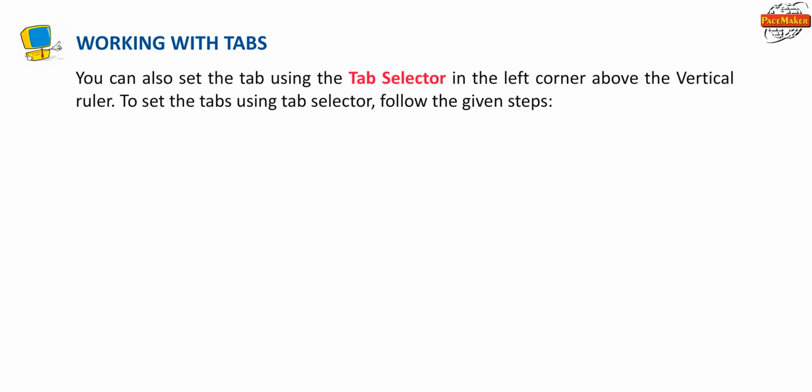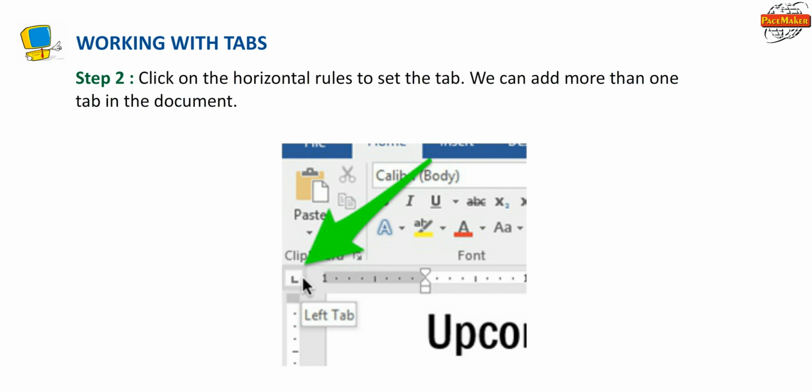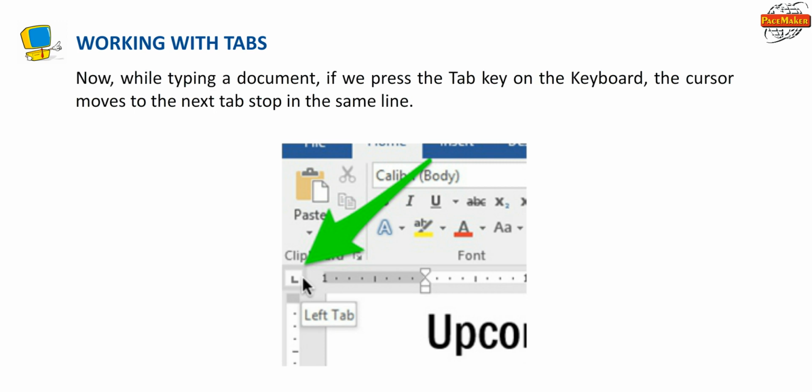You can also set the tab using the tab selector in the left corner above the vertical ruler. To set the tabs using tab selector, follow the given steps. Step 1. Open a Word document, locate and click on the tab selector in the left corner above the vertical ruler. Step 2. Click on the horizontal ruler to set the tab. We can add more than one tab in the document. Now, while typing a document, if we press the tab key on the keyboard, the cursor moves to the next tab stop in the same line.